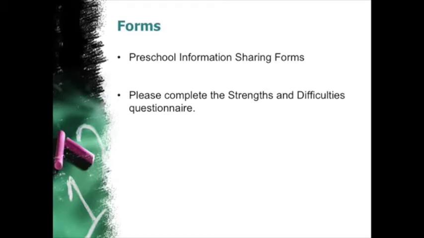There are some forms that we would like you to fill out while you are here today waiting for your child to complete their assessments. One of them is the preschool information sharing form. This form asks you to give permission to your child's preschool to give us information about their habits and successes and difficulties at preschool so that we can better place them in kindergarten. Also, we would like for parents to complete the Strengths and Difficulties questionnaire. This will give us some idea of your child's strengths and challenges in the coming year.